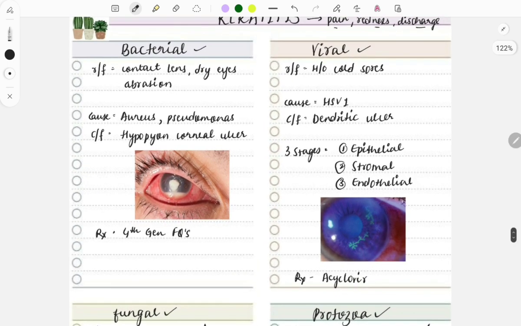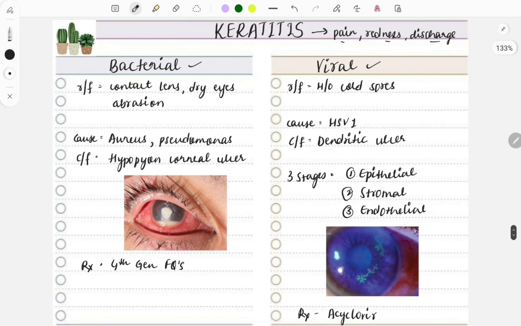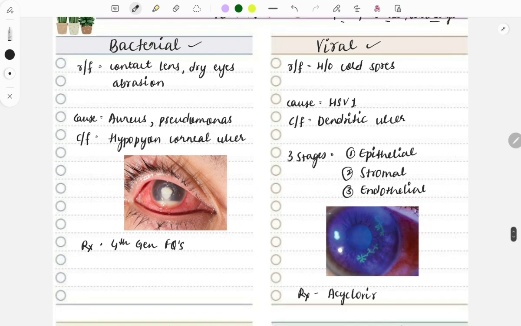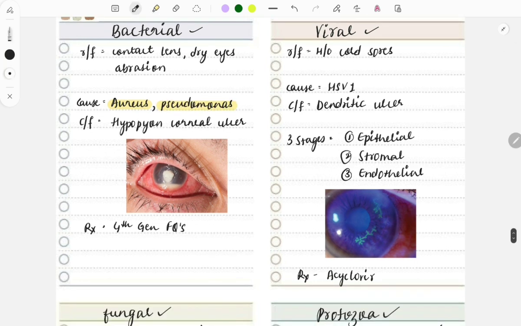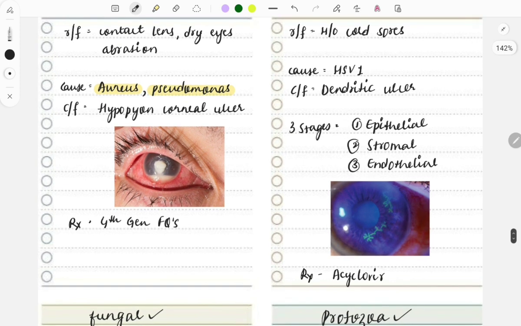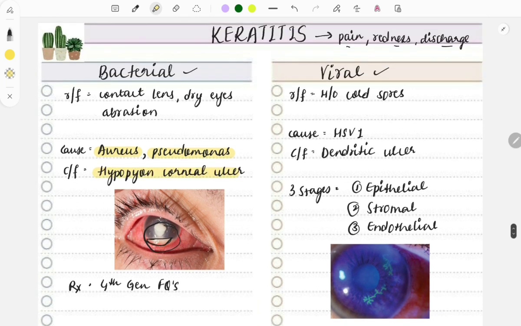So the risk factors for bacterial keratitis are usage of contact lens and dry eyes. The causative organism is Staph aureus, and another important cause is Pseudomonas. Then the clinical features include the hypopyon corneal ulcer. As you can see here in this image, the ulcer is forming a hypopyon. So this is a classical finding seen in bacterial keratitis.